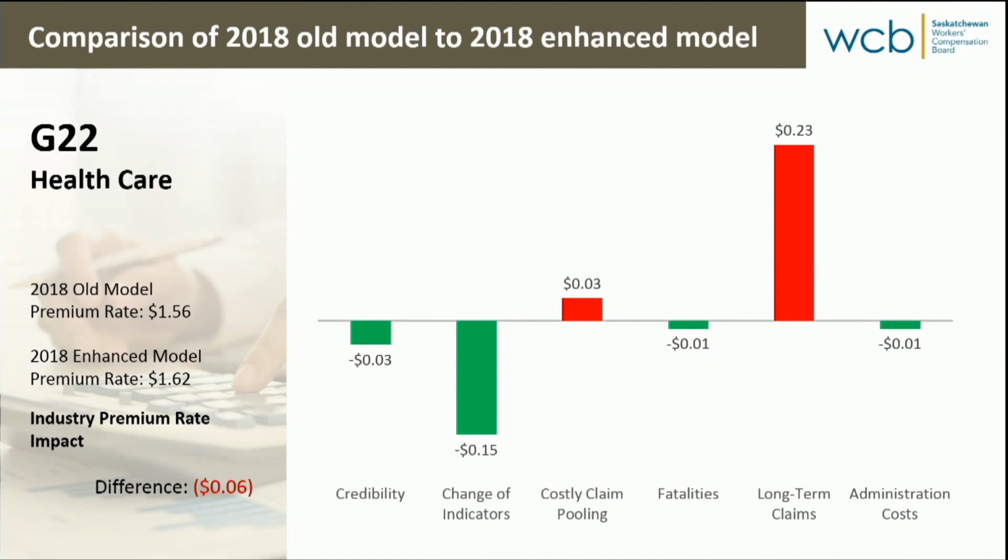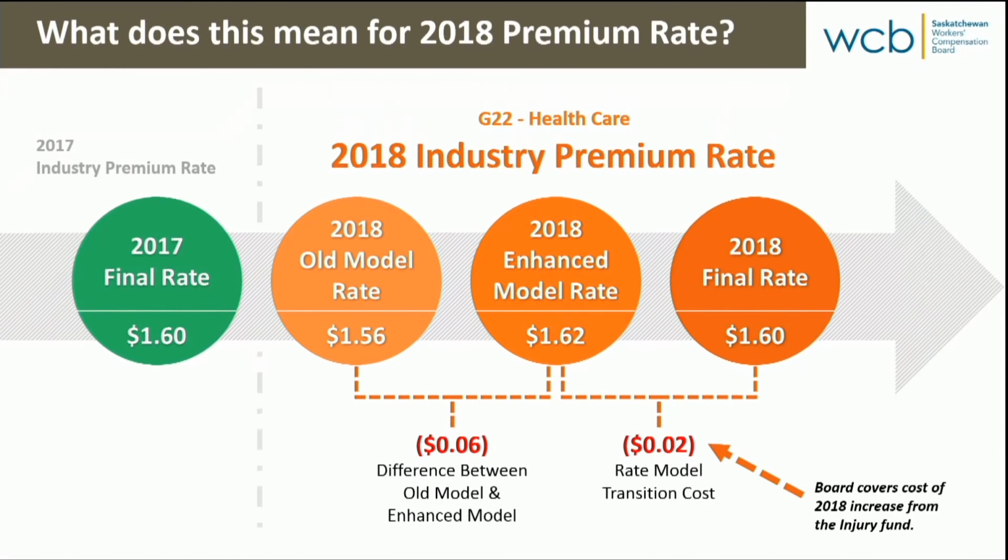And the final component was administration costs. By going from 90% variable to 70% variable, your share of administration costs for variable, claims-related costs, went from 34.4 cents to 32.2 cents. And then going from 10% fixed to 30% fixed, you went from 3.3 cents to 9.9 cents, which was a net decrease of a cent related to administration costs. So when you put all that in the mix, there was a difference of 6 cents between the old model and the enhanced model. When you take all the pluses and minuses, there's a 6 cent difference for various reasons.